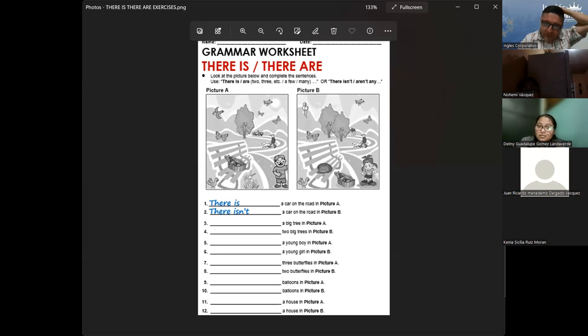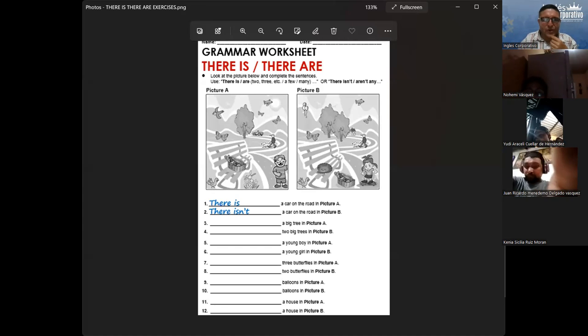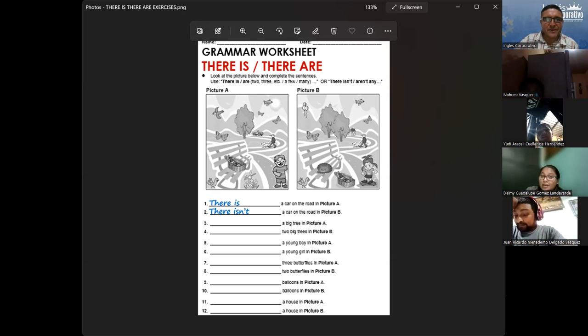There is a big tree. Okay, number four. There are. Good. Number five. There is. Number six. There is. Yes, there is. Number seven. Yes, there are. Okay, number eight. There are. Okay, number nine.